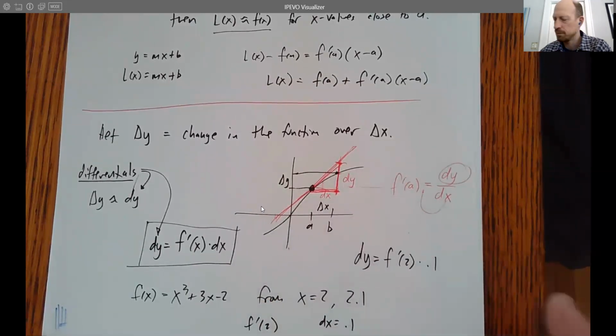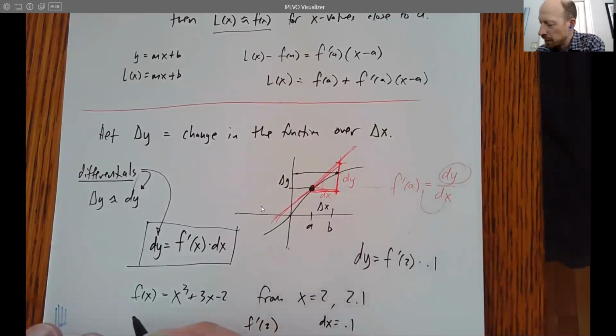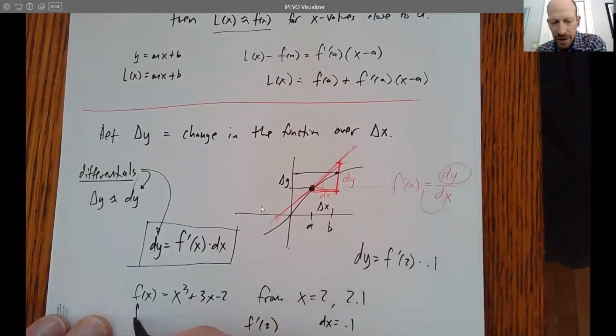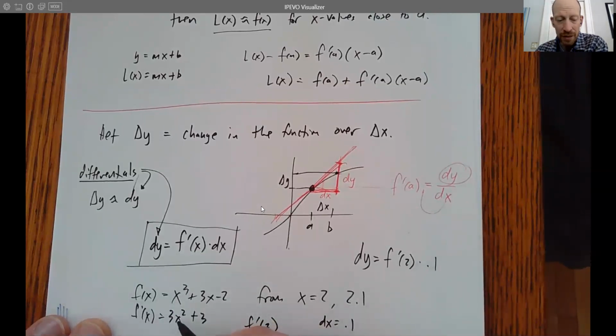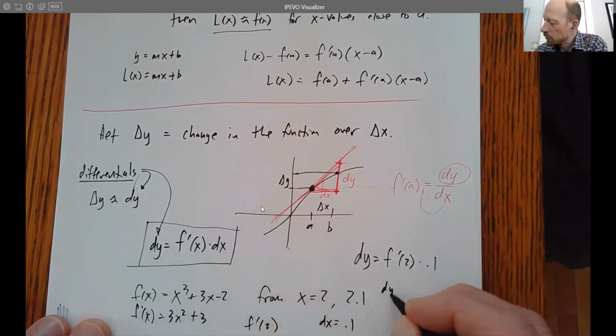and my formula says that dy, that change, is f prime of 2 times dx, which is 0.1. And we could go through this, right? F prime of x, a nice polynomial here, right? 3x squared plus 3. So if I put in 2, what do I get? 4, 12, 15. So dy is going to be 15 times 0.1 equals 1.5.